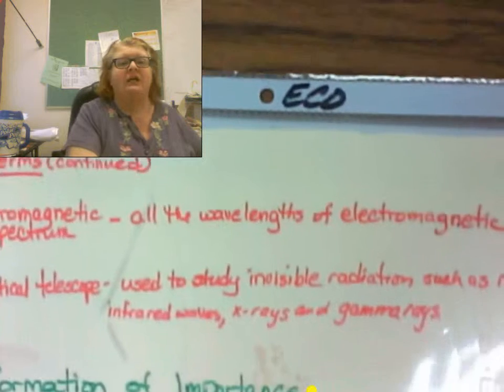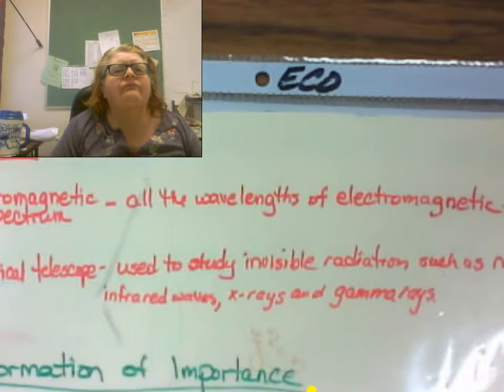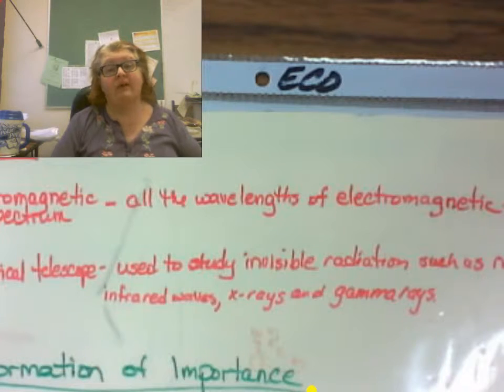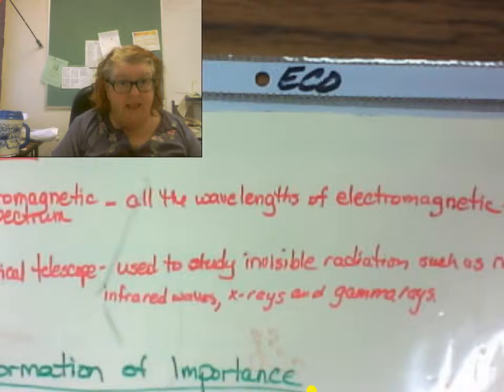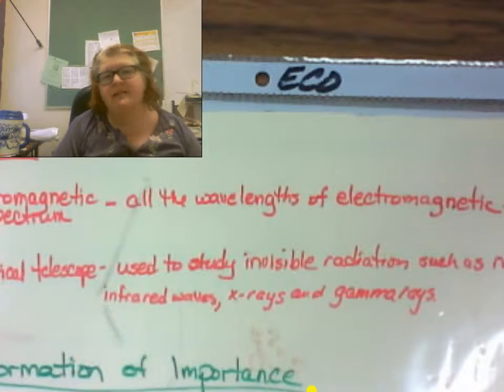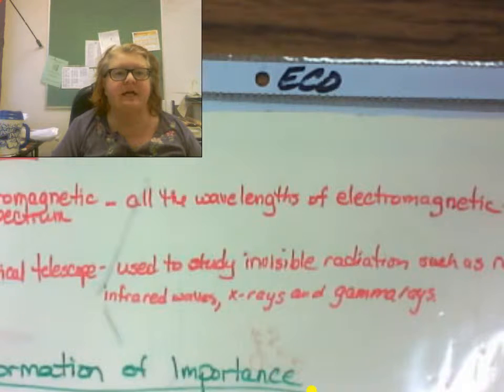And we've got a couple more terms up here. We've got electromagnetic spectrum. What's that? It's all the wavelengths of electromagnetic radiation. Okay, so it's light, and X-rays, and gamma rays, and microwaves, and all that stuff. And we're going to look at that.